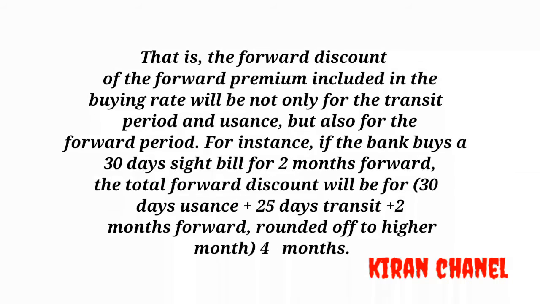That is, the forward discount or the forward premium included in the buying rate will be not only for the transit period as usual, but also for the forward period. For instance, if the bank buys a 30-day sight bill for 2 months forward, the total forward discount will be for 30 days usual plus 25 days transit plus 2 months forward, rounded off to the higher month, 4 months.